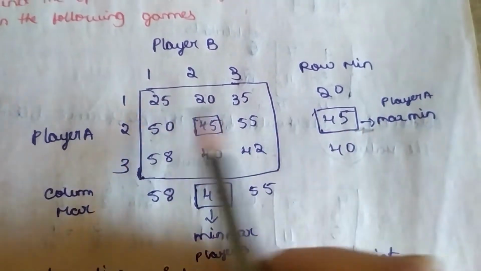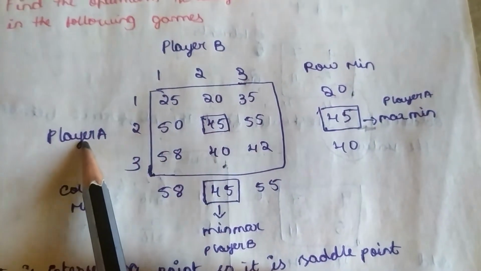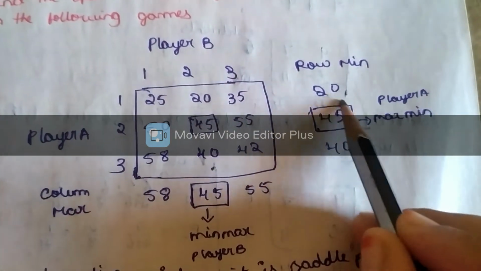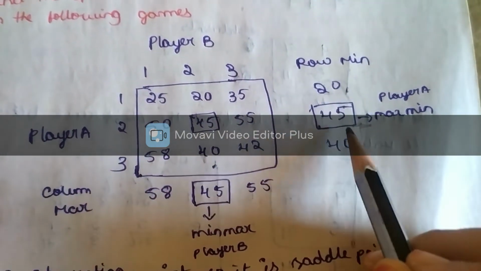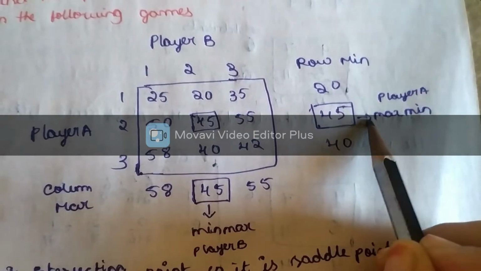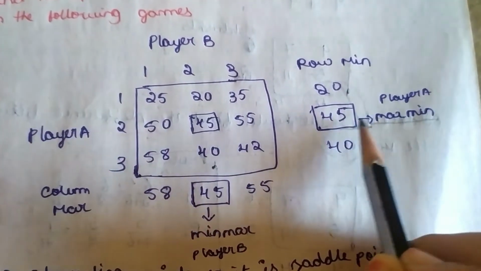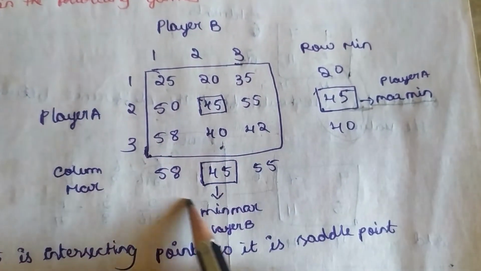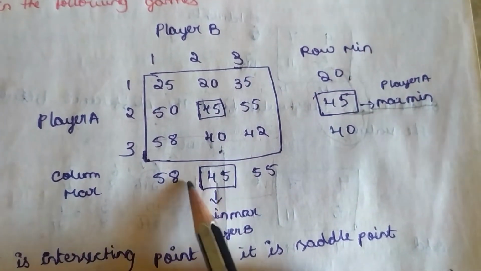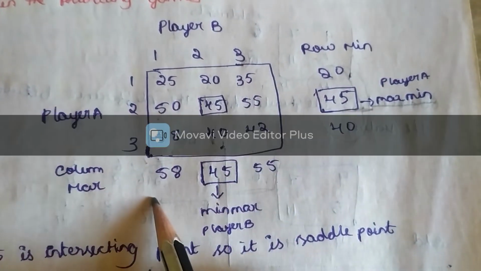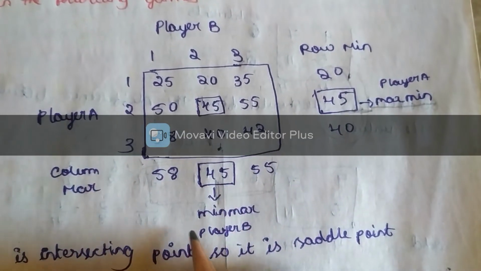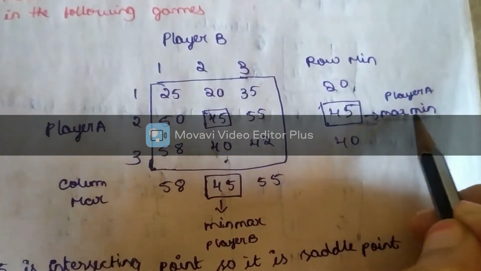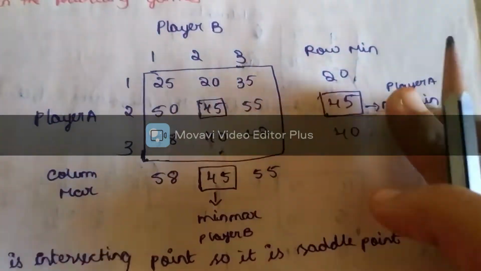As I said, rows are for player A, columns are for player B. Among these minimum values, we are selecting the maximum value. So this is the maximin value, which is 45. Among these maximum values, I am selecting the minimum value. So that's why it is the minimax principle. This is the max-min principle for player A and this is for player B.